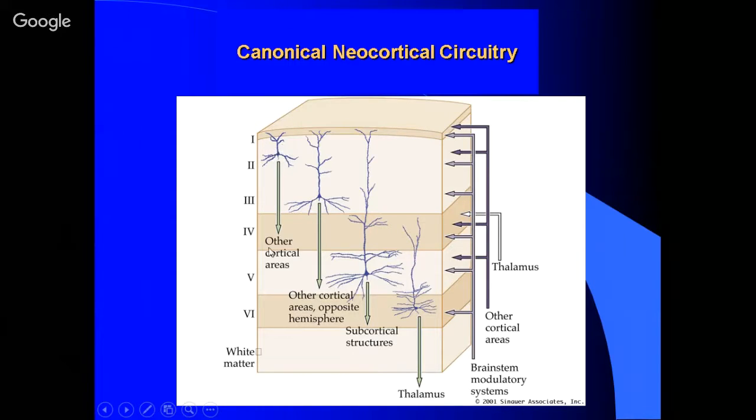Here's a hyperpyramidal neuron going to other cortical areas. As you get lower, you can be going to other cortical areas on the same hemisphere or to the opposite hemisphere. And when you get down in layer 5, you're going to subcortical structures.